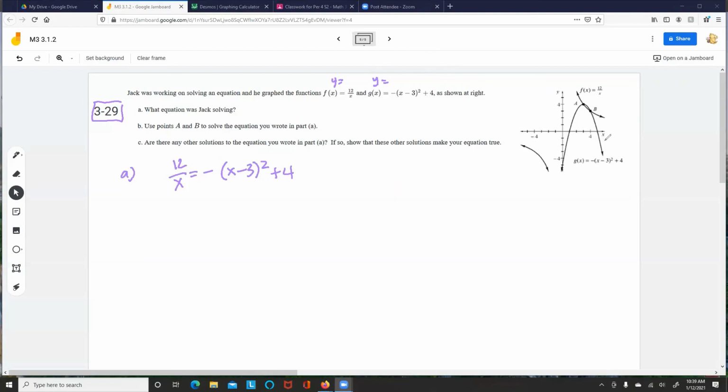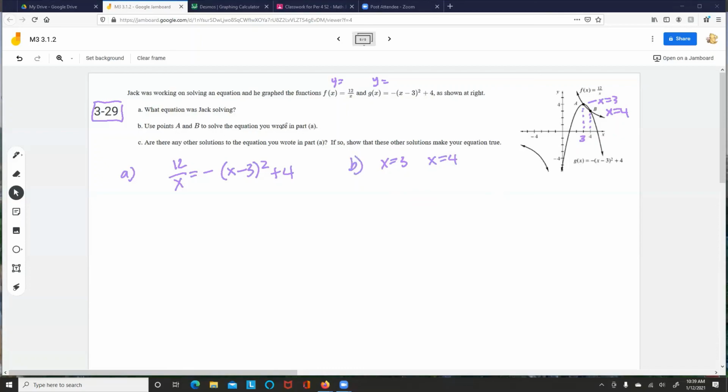So it says to use the graph. So from the graph, we can see where do these two graphs intersect? Where does the parabola and that intersect? At x equals 3, right? At x equals 3 and x equals 4. Those are the solutions according to our graph. If we were to graph this in our graphing calculator, we would get x equals 3 and x equals 4. Okay, so that is our answer to part B, right?